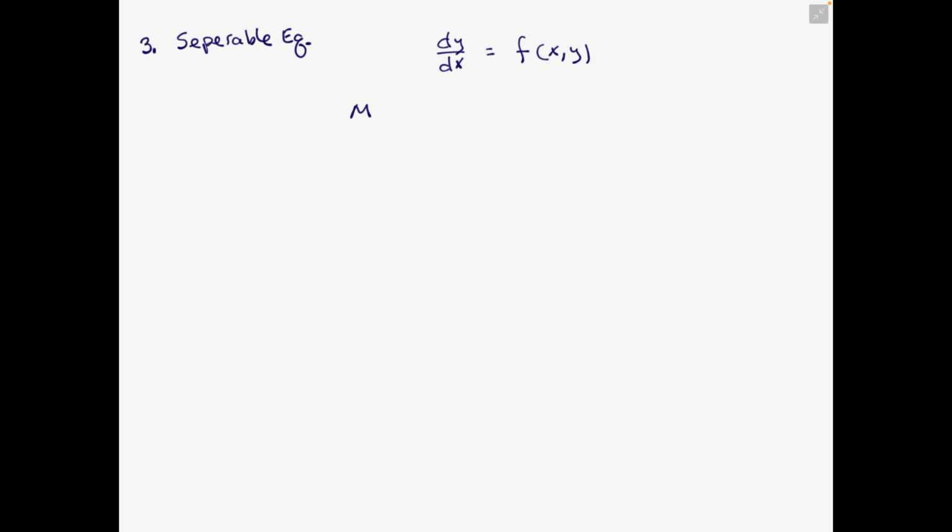In our third case, we have separable equations. In this, we assume that dy/dx is a function of both x and y. So, in the beginning, we have a function M(x, y) plus N(x, y) dy/dx equal to 0. That's the form that we're taking.